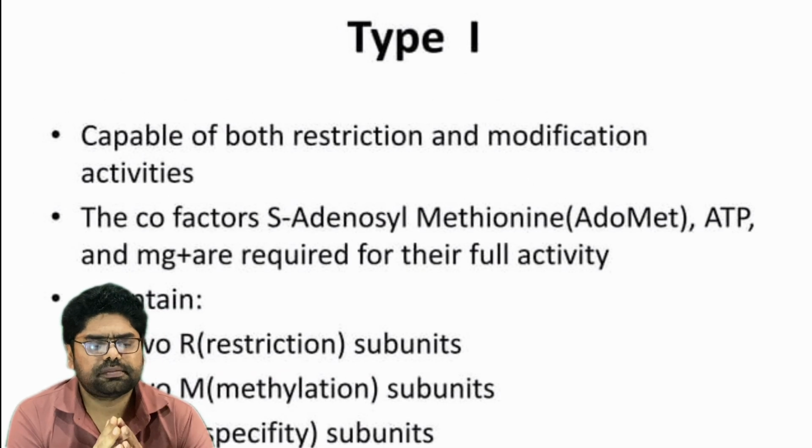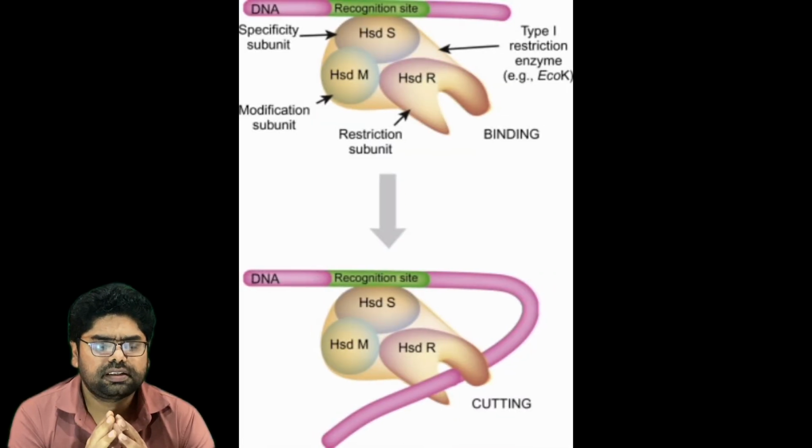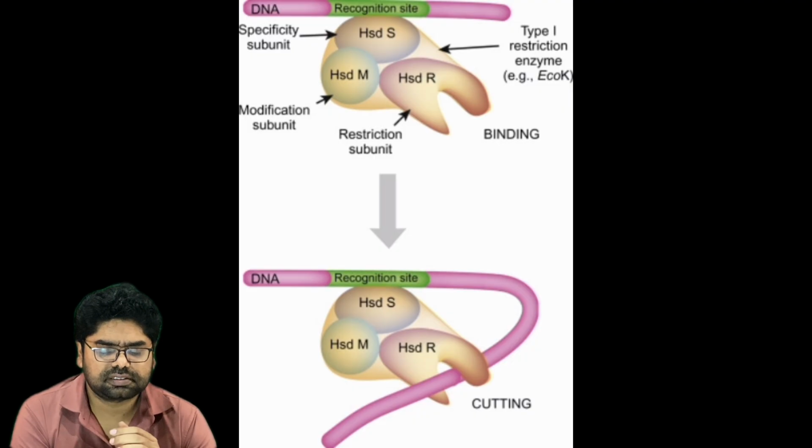Now, what are type 1 restriction enzymes? Type 1 restriction enzymes are capable of restriction and modification activities also. The cofactors S-adenosylmethionine, ATP, and magnesium are required for their full activity. They contain 2 R restriction subunits, 2 M methylation subunits, and 1 S specificity subunit. This cleaves DNA at random length from recognition sites.